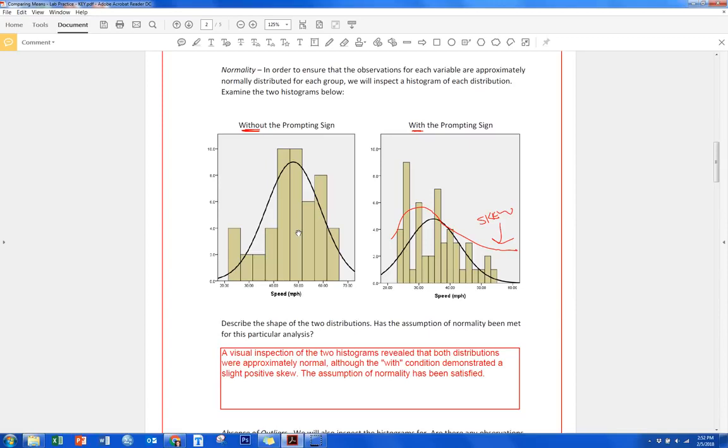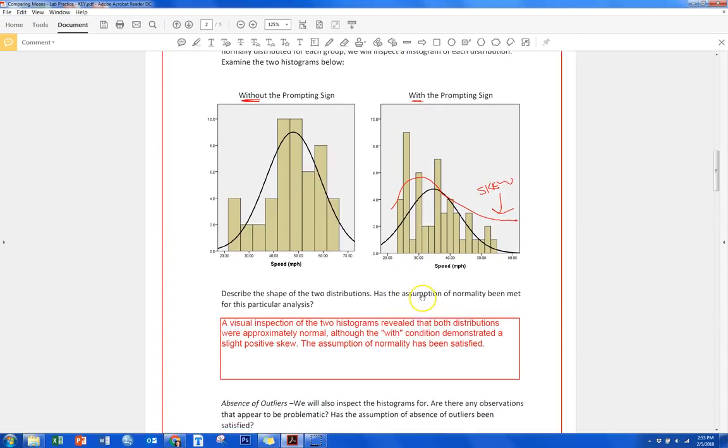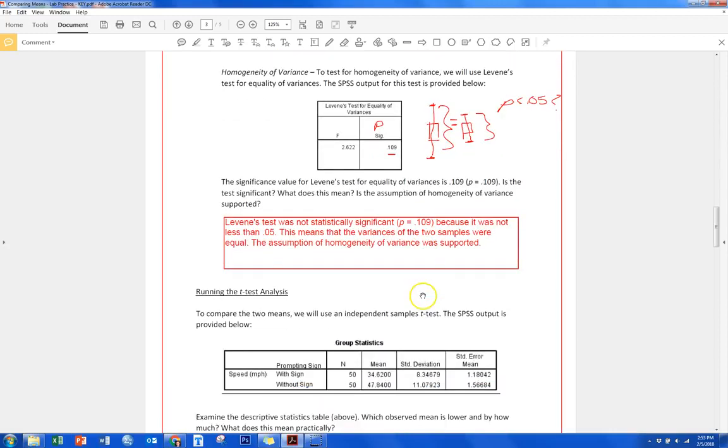For example, it was not Bob drove down the street without the sign and then Bob drove down the street with the sign, and you compared Bob's score before to Bob's score after, his speed before, his speed after. That's not what's going on. You have 50 random cars, you have 50 other random cars. These samples are independent of one another. They're not connected or linked up in some way. Therefore, we're dealing with an independent samples test.